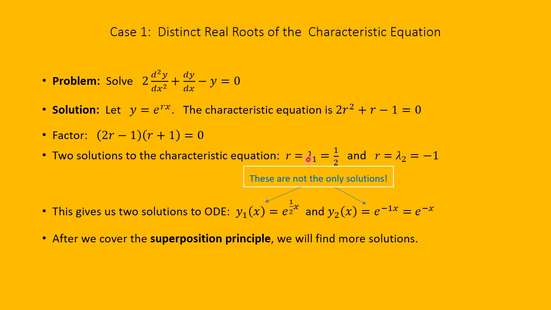From the first value, we get y sub 1 of x is e to the half x, and from the second value, we get y sub 2 of x equals e to the minus 1 times x, which we can write as e to the minus x. So we have two distinct functions here, both of which satisfy this differential equation.